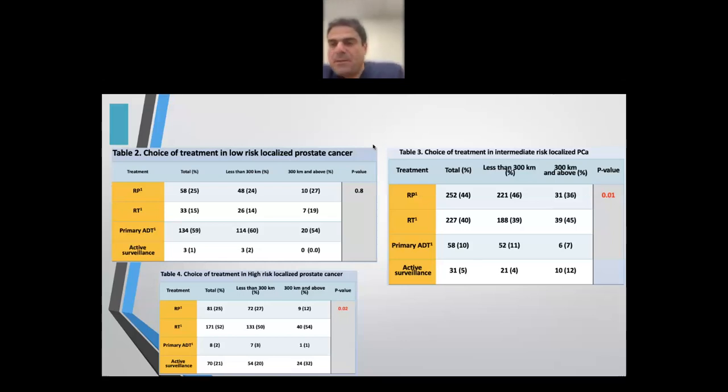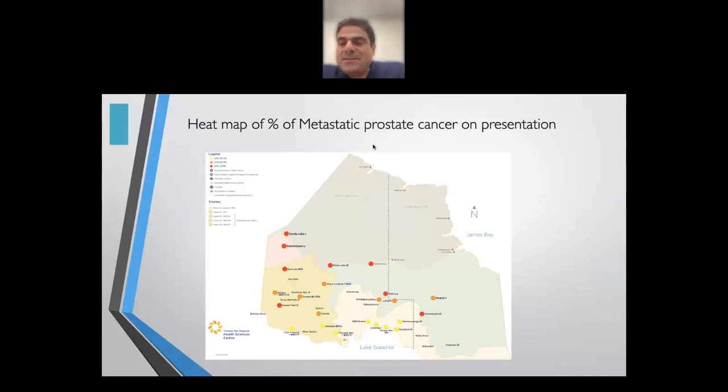Next slide. So this is the heat map, and this is where it becomes very interesting. This is a percentage of the patients. If we're not talking about all the patients, let's say, for example, Thunder Bay, where we have 600 or 700 patients, how many of those, what is the percentage of those patients who presented with metastasis on the initial presentation? If you're above 50%, you're red. If you are orange, you are between 25 and 50. You are yellow if you're less than 25%.